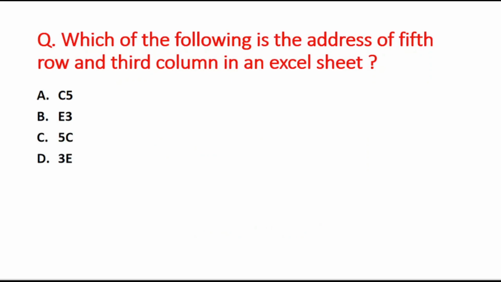First question is, which of the following is the address of the fifth row and the third column in an Excel sheet? Option A is C5, B option is E3, C option is 5C, and the last option is 3E. So the right answer is option A, that is C5.